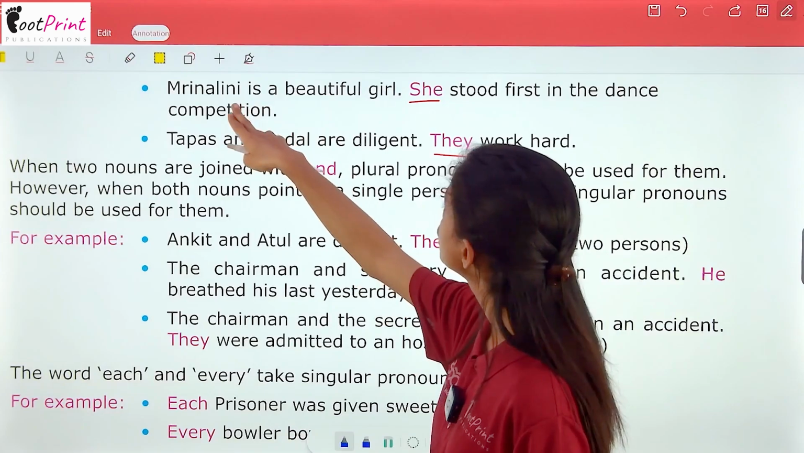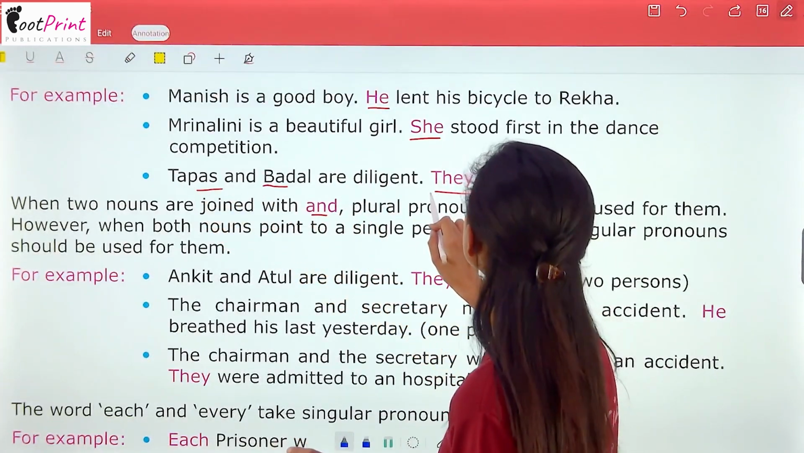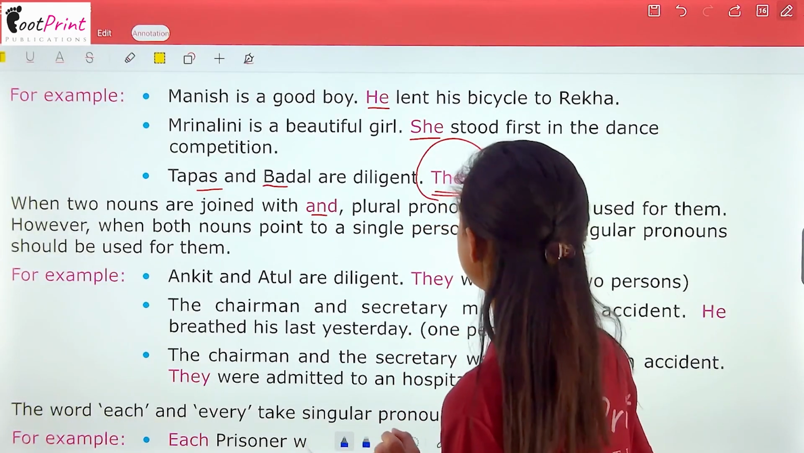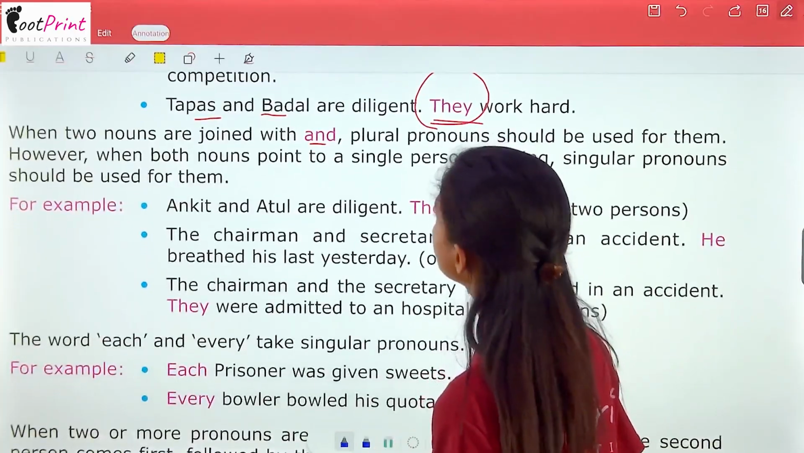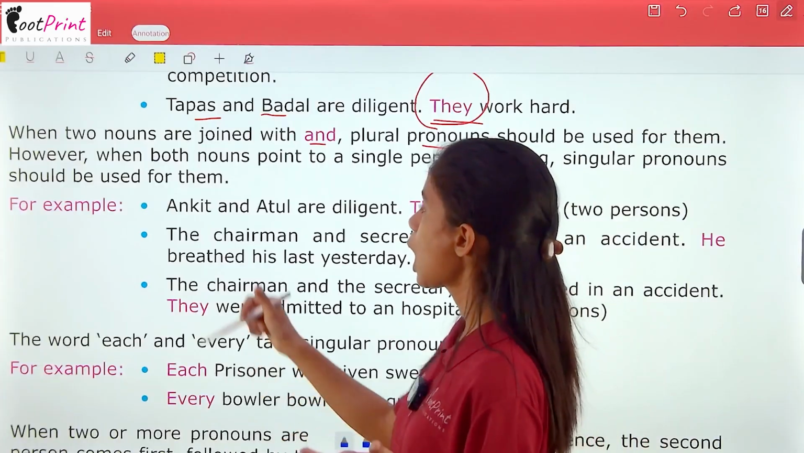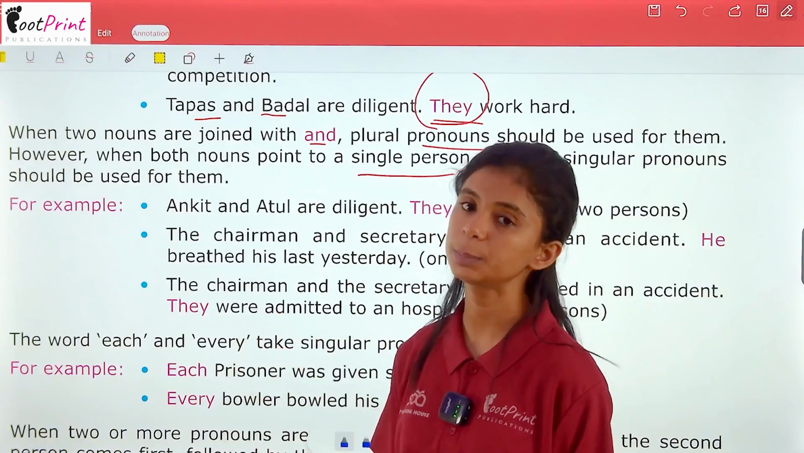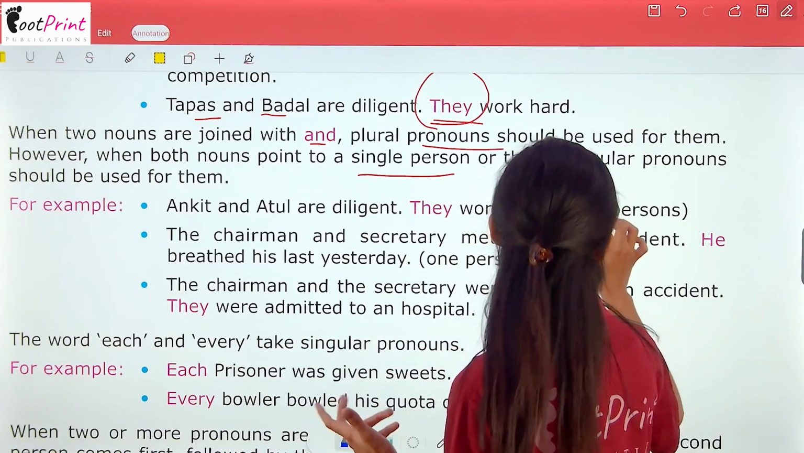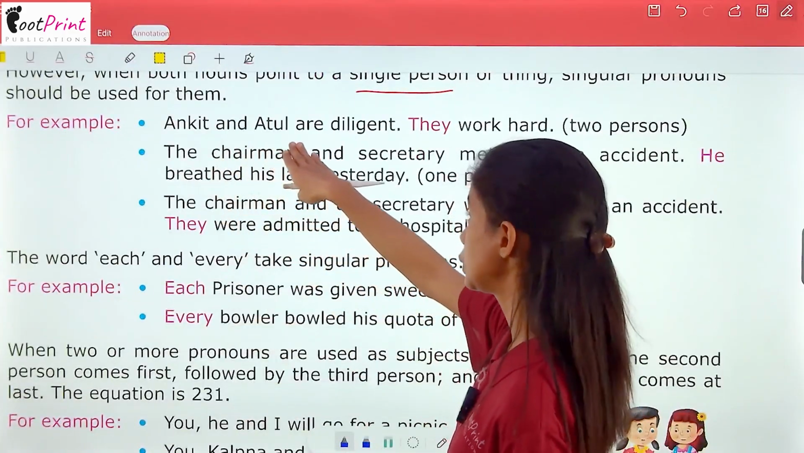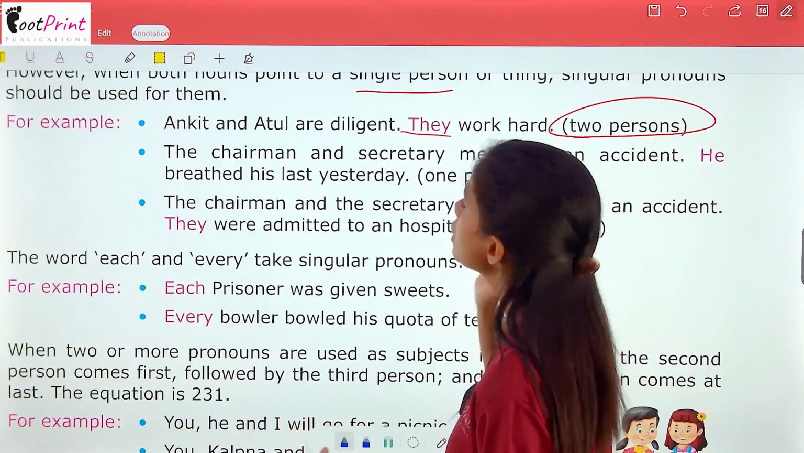When we are using two nouns together, like Tapas and Badal are diligent, now we are using they, a plural pronoun, because we have been talking about two people. So, when we are joining two nouns with and, plural pronouns should be used for them. However, when both nouns point to a single person or thing, singular pronoun should be used. For example, Ankit and Atul are diligent, they work hard. Here two people are given, so we are using they.